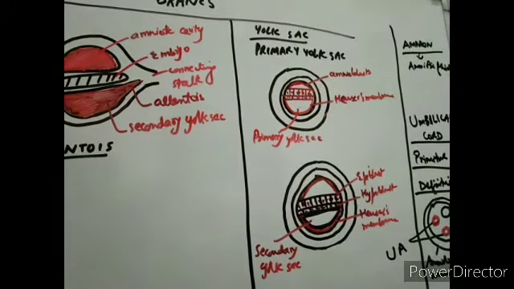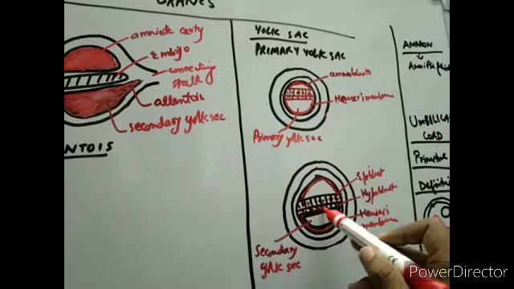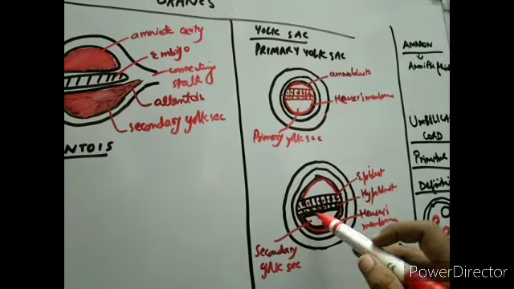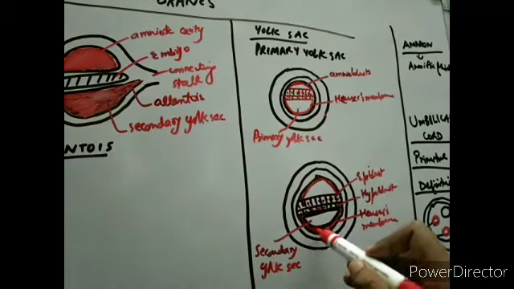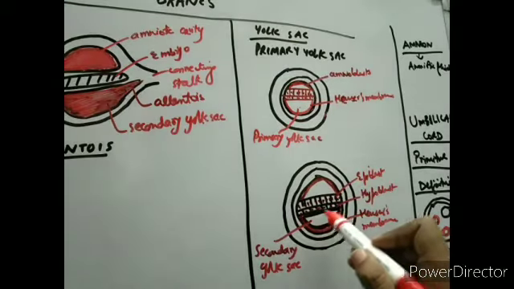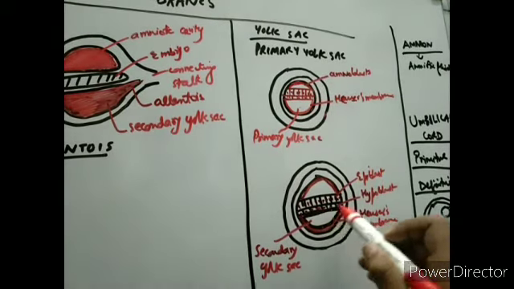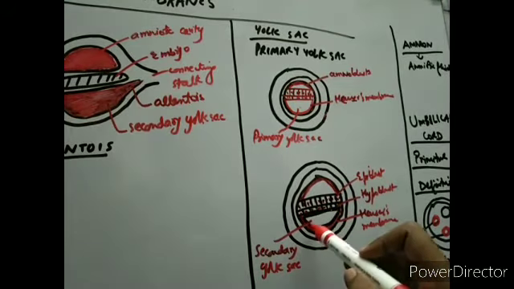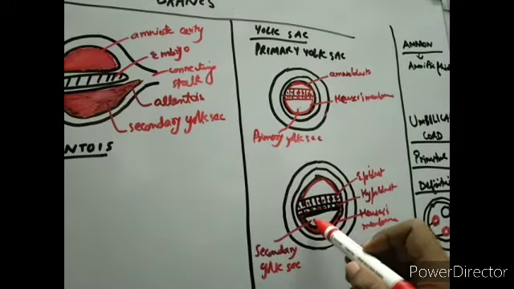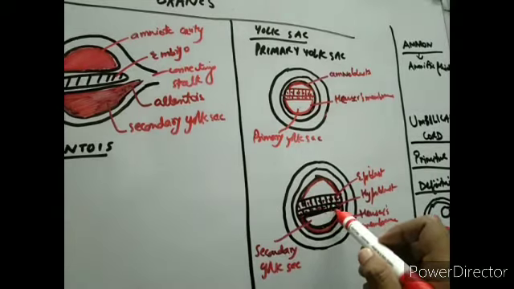Then secondary yolk sac. Then what happens is this hypoblast, this is the hypoblast layer. This hypoblast proliferates over the Heuser's membrane, and this completely lines the primary yolk sac. This in black, this is Heuser's membrane, it lines the primary yolk sac which converts it into secondary yolk sac. So this is secondary yolk sac lined by the hypoblast.